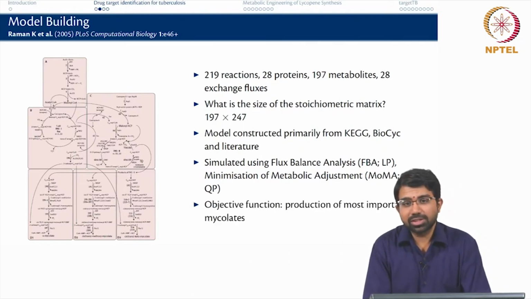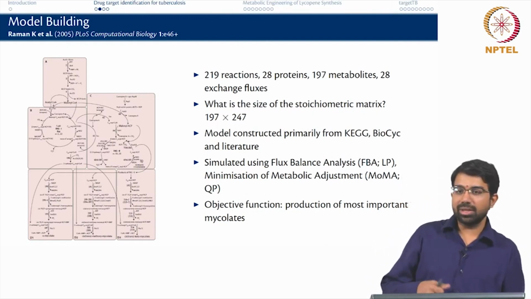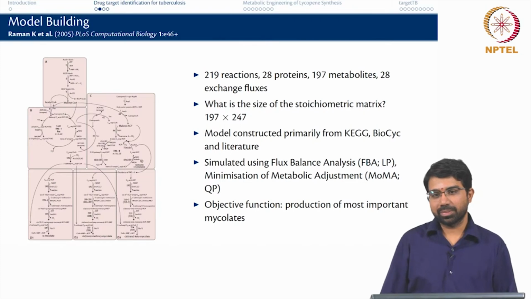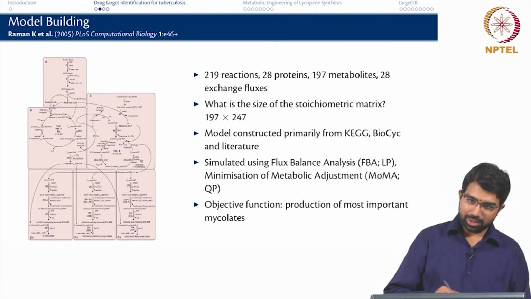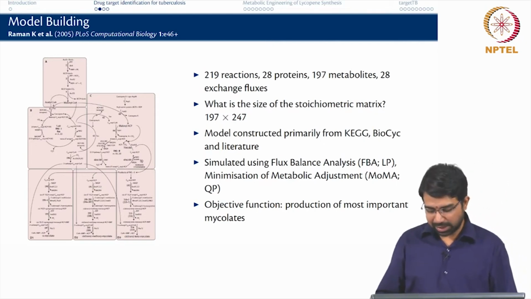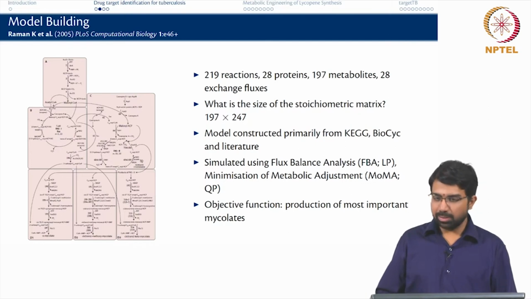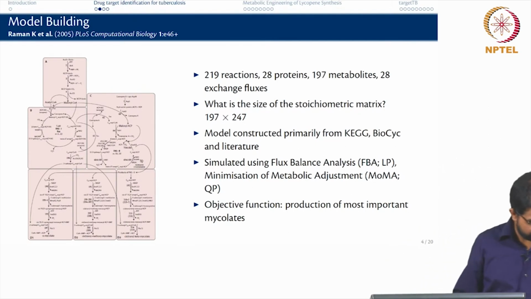What is the objective function for a small model such as this? It is a little trickier, right. For a normal cell you would say biomass, whereas if I am just modeling a pathway, how would I come up with an objective function? So, you need to figure out what the goal of this pathway is, or what the constraint on this pathway is essentially. So, we hypothesized that we would try to produce the most important mycolates. So, there are 5 mycolates.